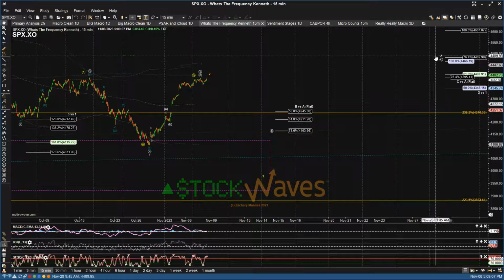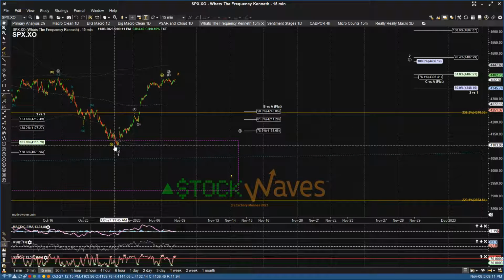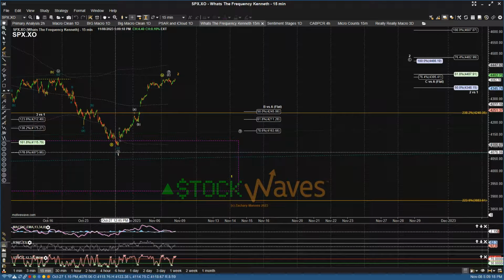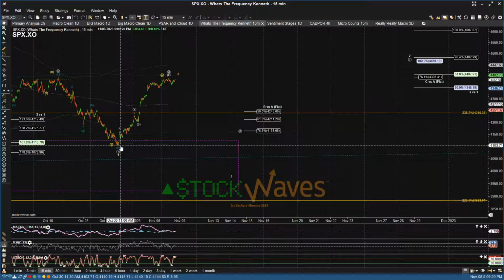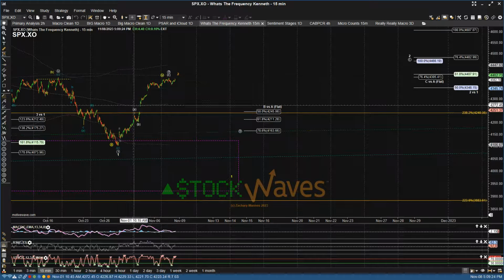If it is a wave 2, as we said, and this move down, and again, we're zoomed into a 15-minute chart so that we can look at the key fibs in detail just off of the most recent October low, which I think so far counts as only 3 waves up.